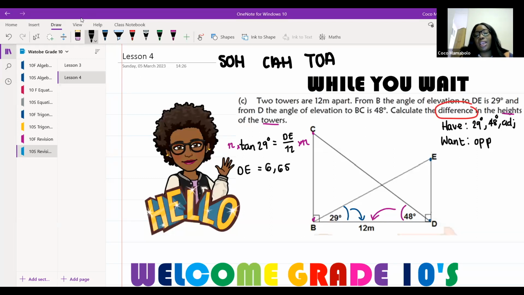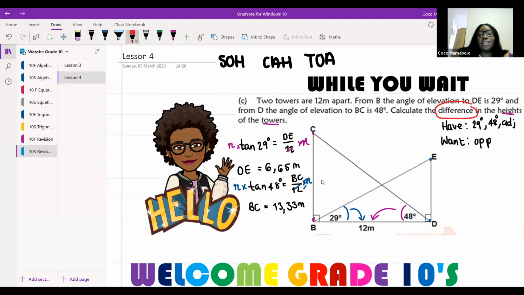Okay, and then I'm going to do tan of 48 degrees. Tan of 48 degrees is equal to my opposite, which is BC, over adjacent, which is 12. Multiply both sides by 12. Those two will cancel, 12 divided by 12 is 1. So therefore, BC is going to equal 13.3 meters. Hope I said that correctly. Why am I saying degrees? This is meters.